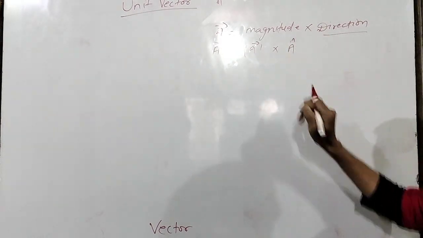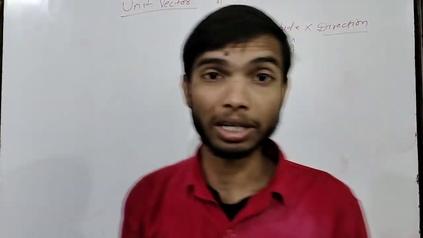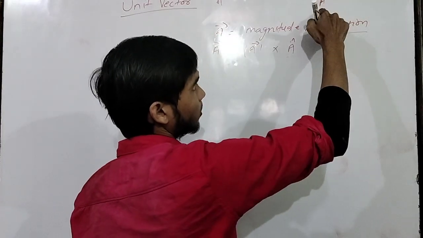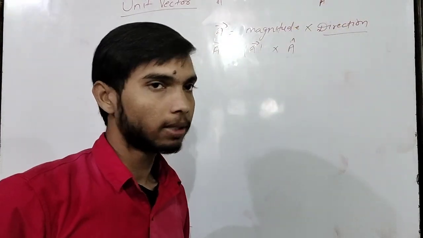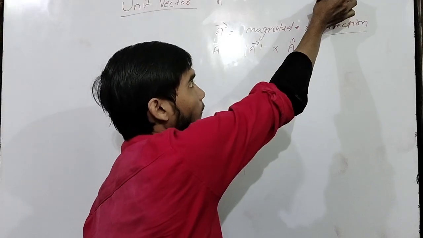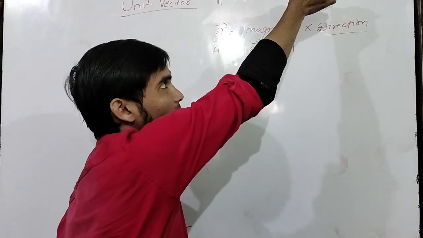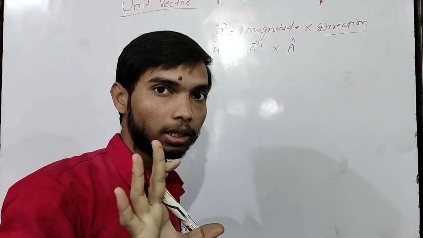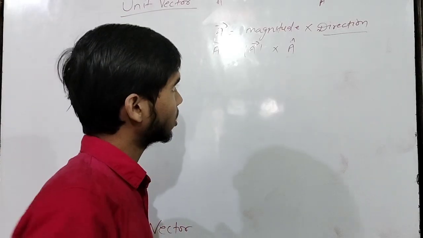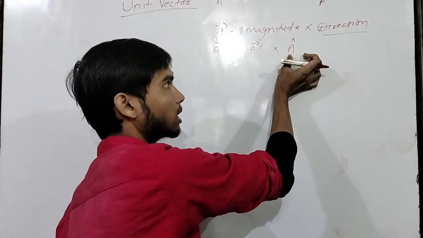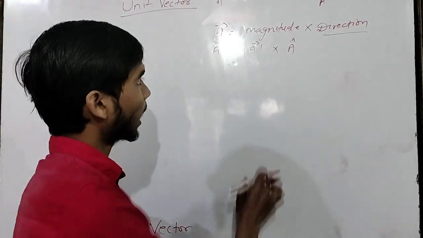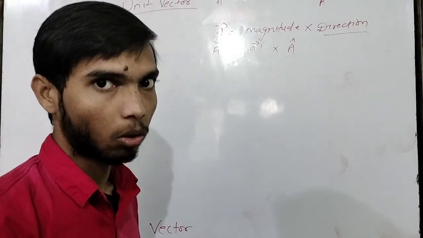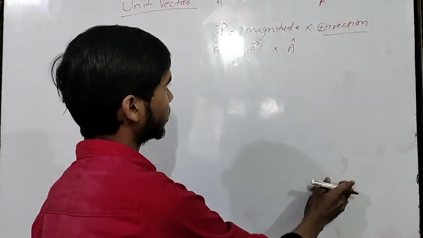I hope now you are getting the feeling. Instead of a you can write anything here. Whenever you represent this symbol, you are saying to yourself that you are showing direction. Just for direction we use this, and for magnitude we use this. So this and this are different, not the same. Clear?